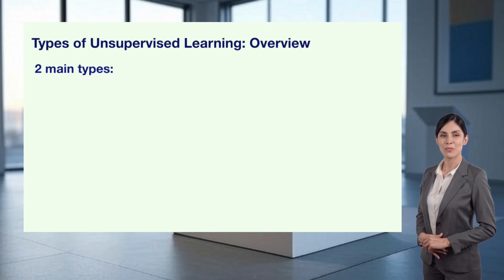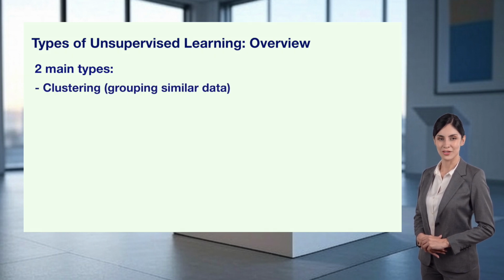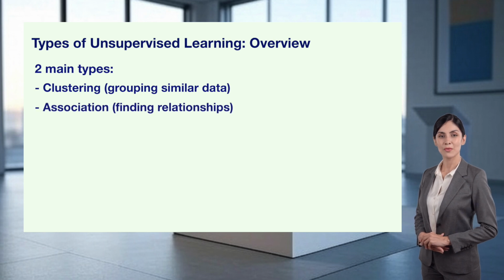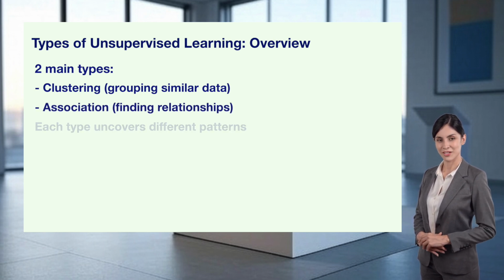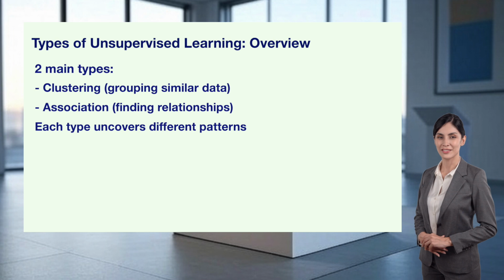Unsupervised learning has two main types, clustering and association. Clustering focuses on grouping similar data points together, like organizing items into categories. Association is about finding relationships between items, such as products often bought together. Each type uncovers different patterns in the data, depending on the task at hand. Let's explore both types in detail to understand how they work and what they reveal.